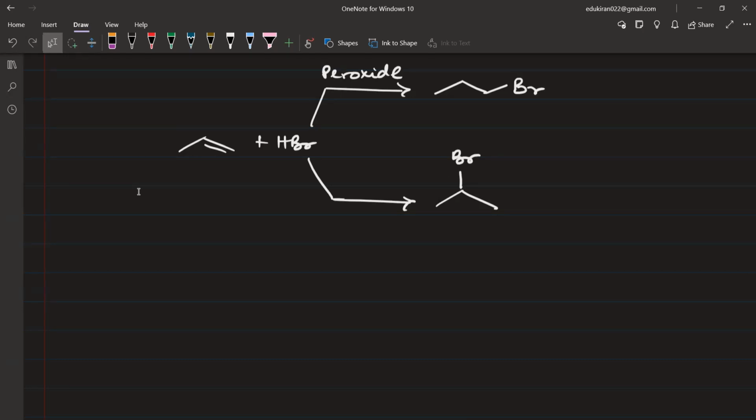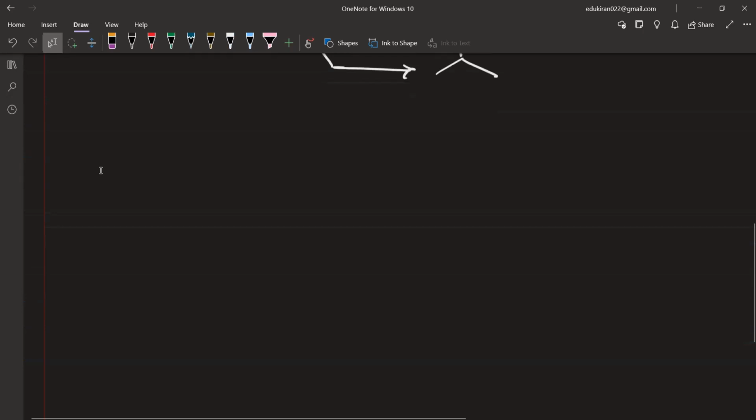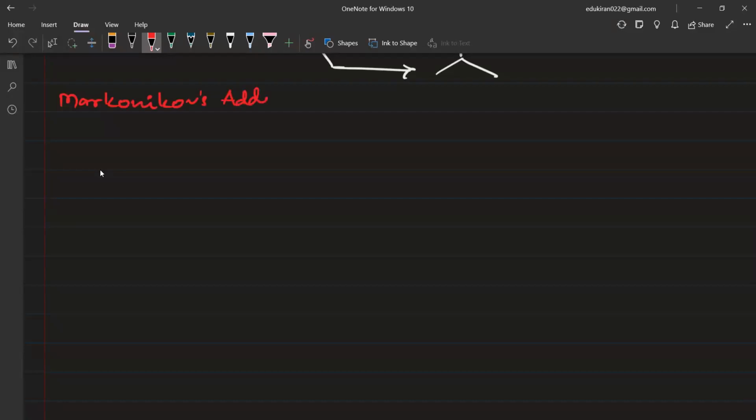First of all, we'll see what is known as Markovnikov's rule. What is known as Markovnikov's rule? So please write first of all Markovnikov's rule. Or you can write Markovnikov's addition, or it is also known as Markovnikov's rule.